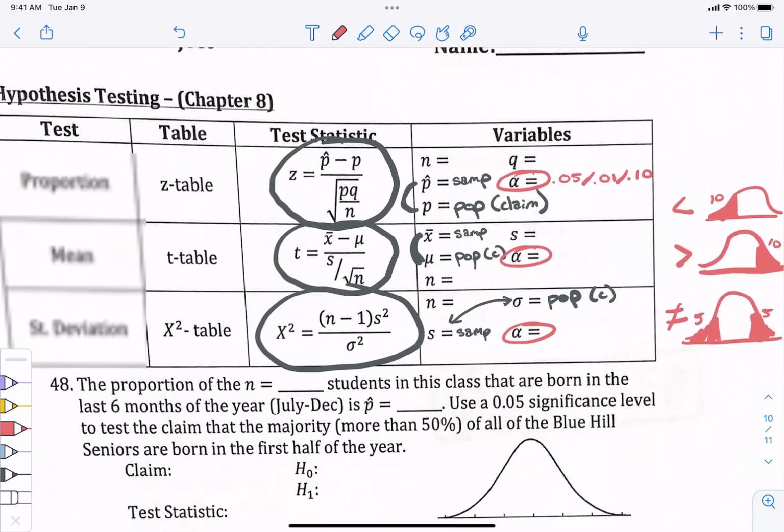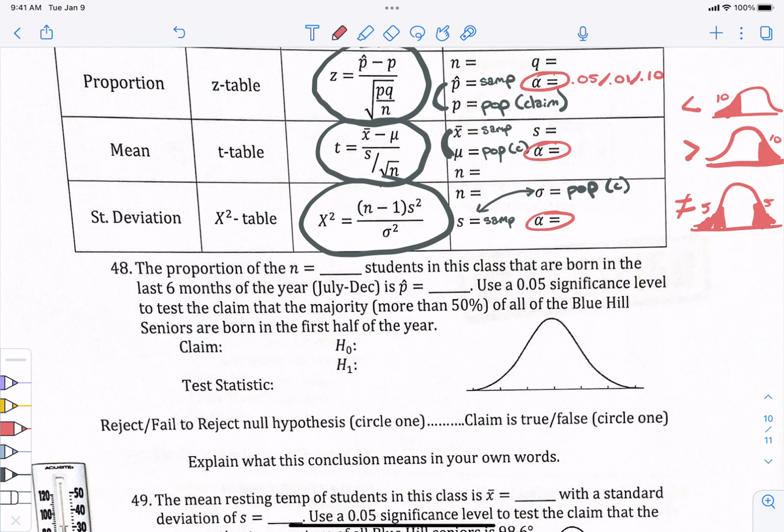Yep. Okay, just do 48 really fast. The proportion of the N equals blank students in the class. 17. In the last 6 months of the year, how many people are born July through December? 5? So 5 out of 17 is p hat 0.294. So 29% of students are born in the last half of the year. Use a 0.05 significance level to test the claim that the majority are born, and this is confusing, in the first half of the year.